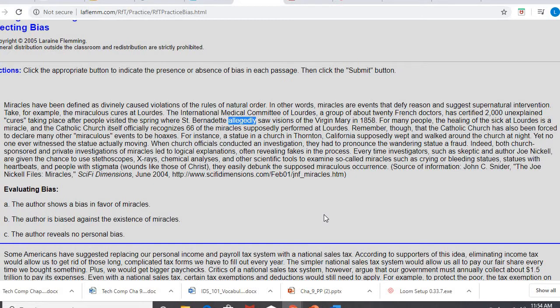Remember, though, that the Catholic Church has also been forced to declare many other miraculous events to be hoaxes.